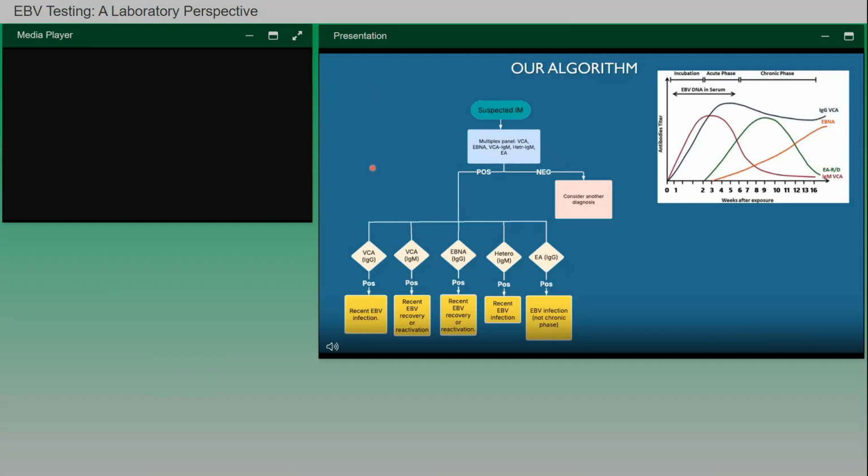And if it's positive, they simply note which antibody is positive, and interpret it according to the kinetics shown in that graph. And if it's negative, they rule it out. So a lot more straightforward, not necessarily cheaper, but definitely saves time. And it's a pretty direct way to just go about assessing it.